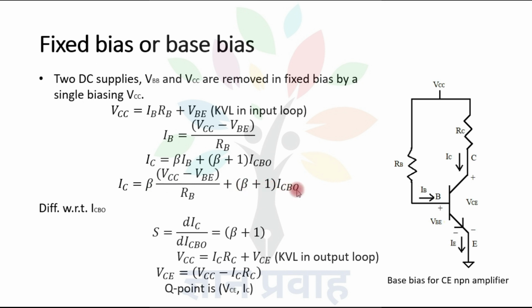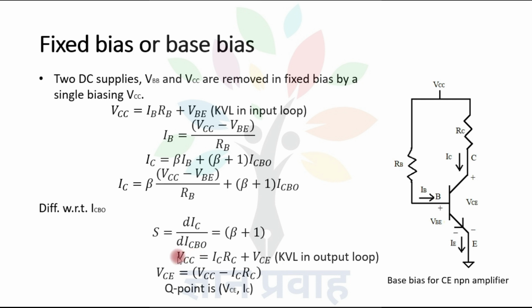The target of this lecture is to find the stability factor for different biasing circuits. The main stability factor is S, that is dIC upon dICBO. We simply differentiate the IC equation with respect to ICBO, and finally we get beta plus 1. So the stability factor is beta plus 1. It is quite large.